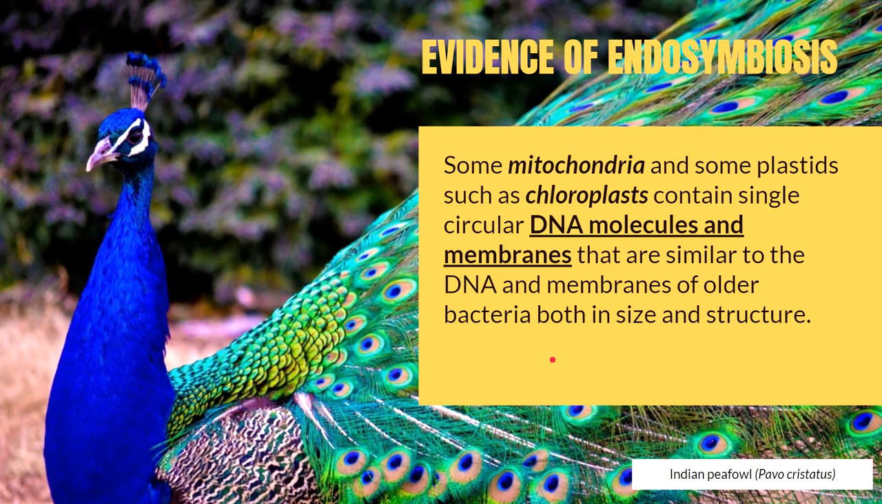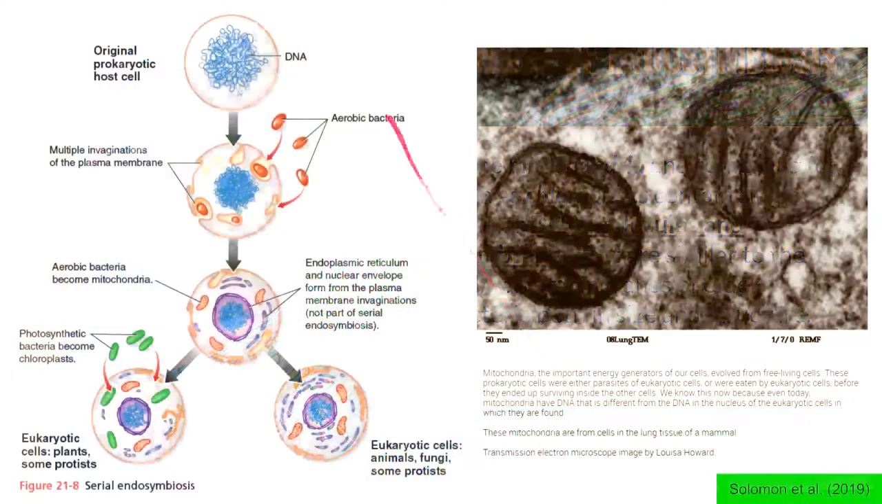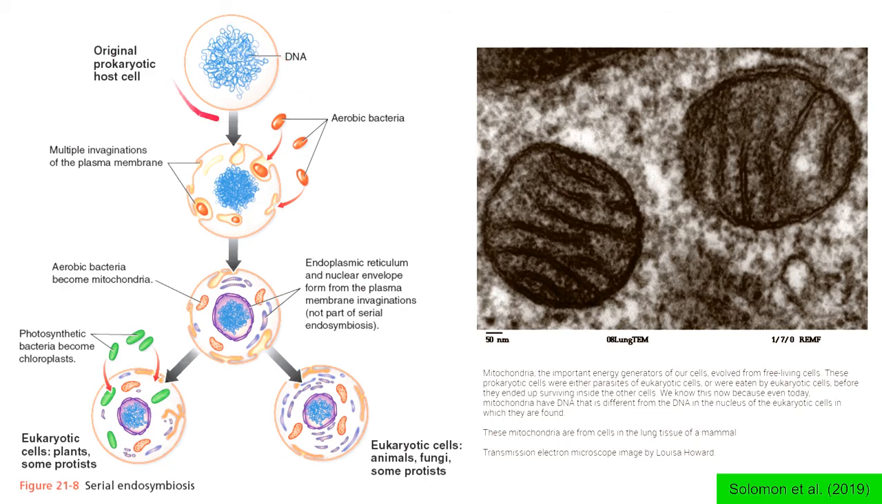By the way, this is an image of an Indian peafowl, Pavo cristatus. This one is another image of endosymbiosis. So you have your primitive prokaryotic cell, and then it has the engulfment or invagination of the aerobic bacteria, which eventually evolved to be your mitochondria. So that aerobic bacteria evolved to become the mitochondria.